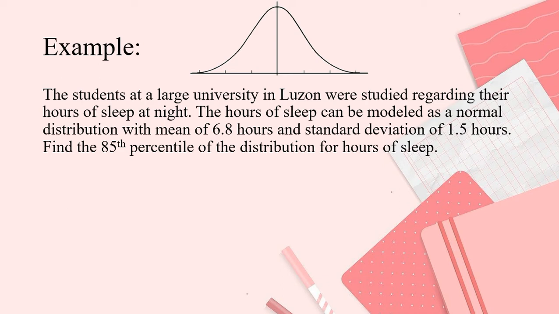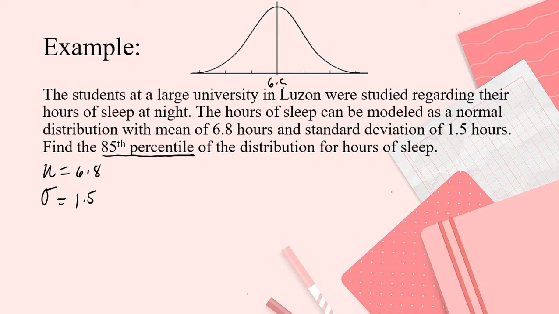Next example is, the students at a large university in Luzon were studied regarding their hours of sleep at night. The hours of sleep can be modeled as normal distribution with mean of 6.8 hours and standard deviation of 1.5 hours. Find the 85th percentile of the distribution for hours of sleep. Ano po ang hinahanap? 85th percentile daw po ng hours ng sleep. So, given na si mean, 6.8. Si SD, 1.5. And you are solving for the 85%.